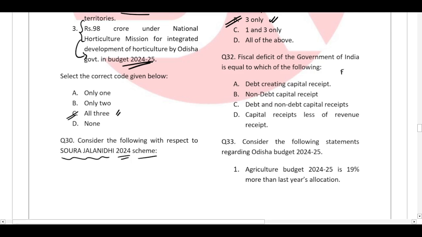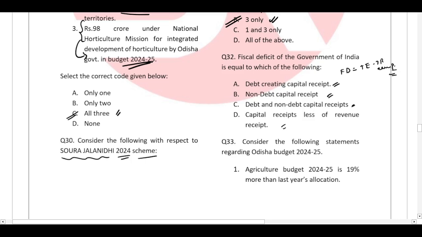Initially, we discussed that fiscal deficit is the government's total expenditure minus total receipts except the borrowings. So it will tell how much the government should be borrowing. So what are the options which are given here? Debt creating capital receipts, non-debt creating capital receipts, debt and non-debt creating capital receipts less of revenue receipts.